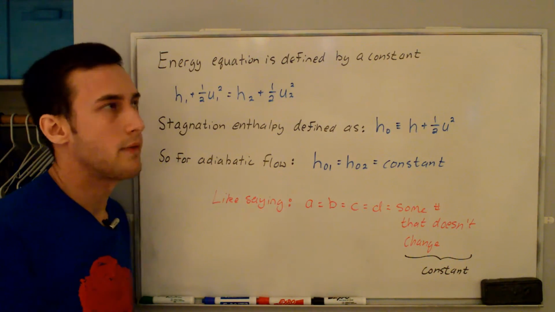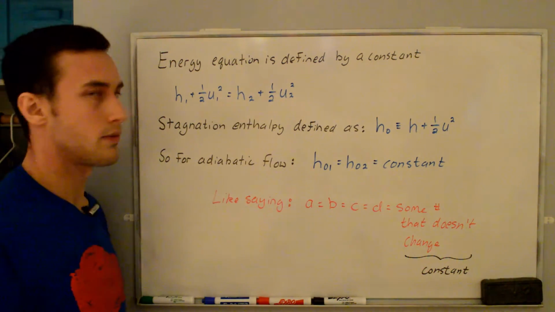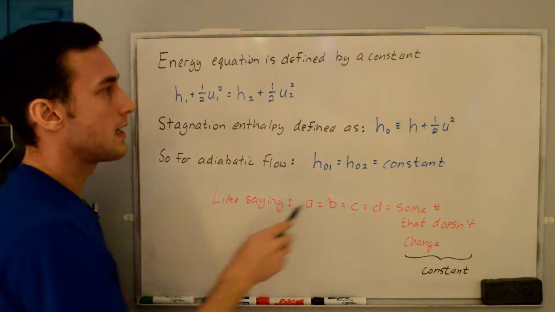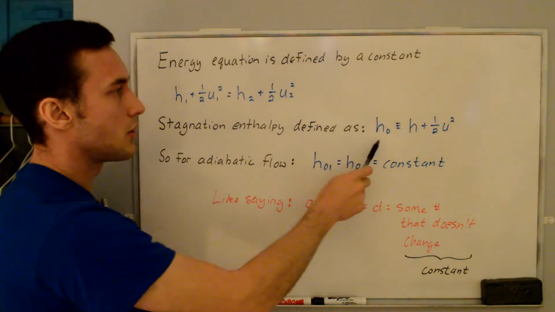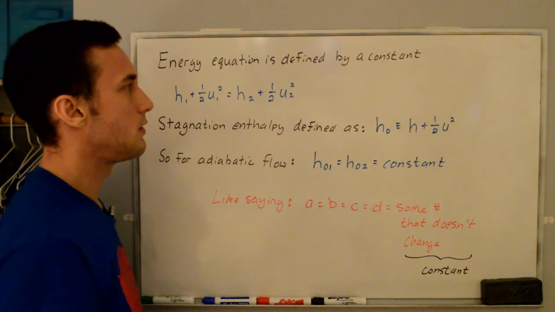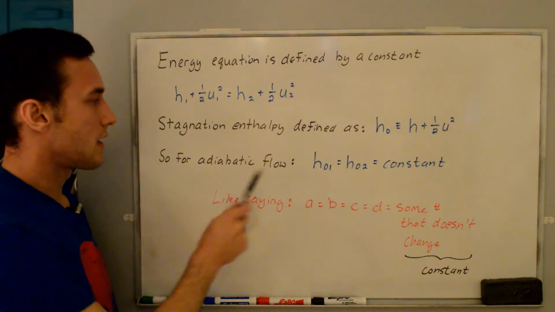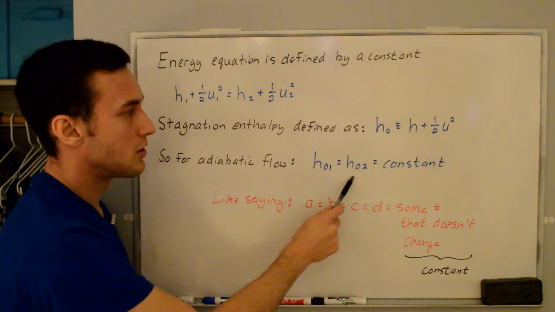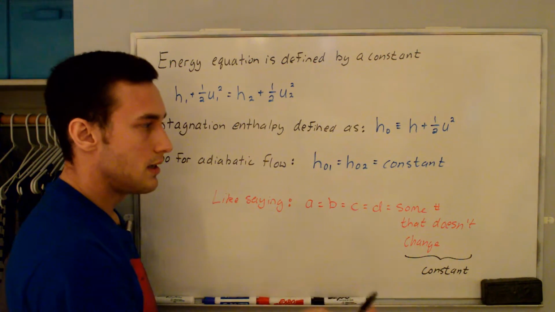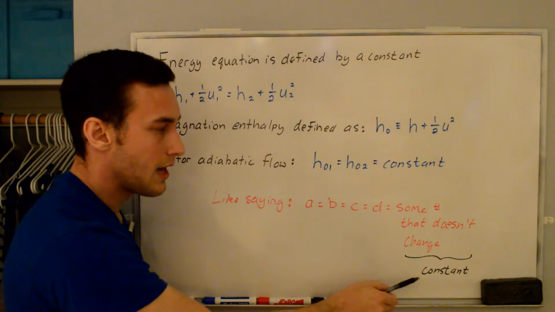Now before we can move on, we have to note that the energy equation is defined by a constant. So I'm going to go back to the original definition of the 1D energy equation shown here. The stagnation enthalpy, h naught, I have a video on this as well, is defined as the static enthalpy plus 1/2 u squared. Then the 1D energy equation that's adiabatic, we can rewrite as h naught 1 is equal to h naught 2 is equal to a constant. That's like saying A is equal to B is equal to C is equal to D is equal to some number that doesn't change in our flow.